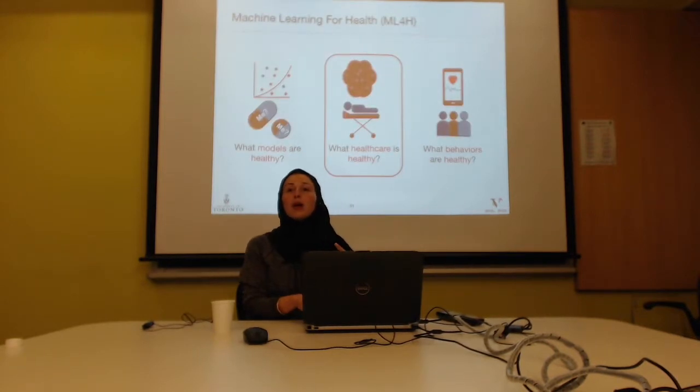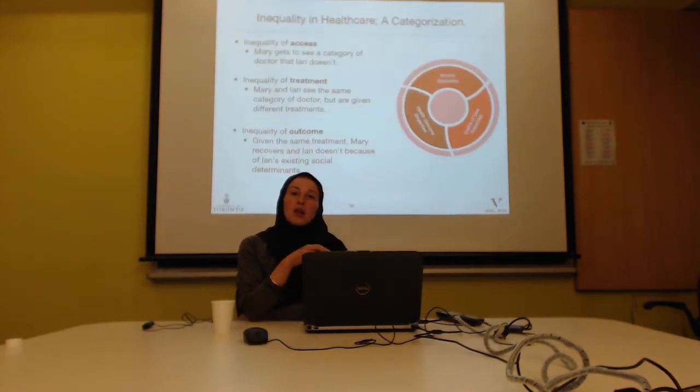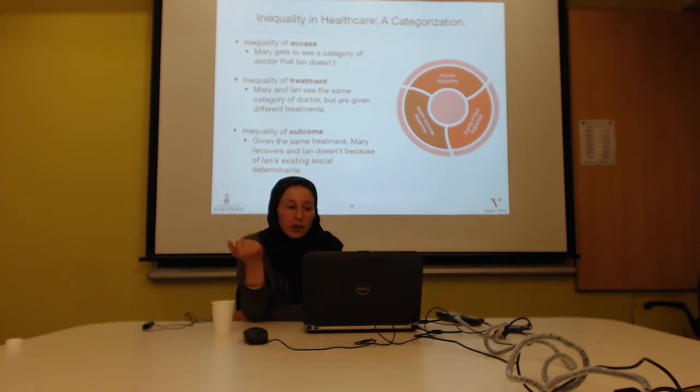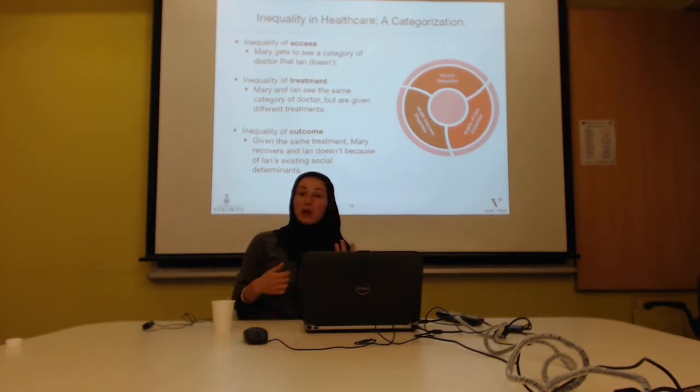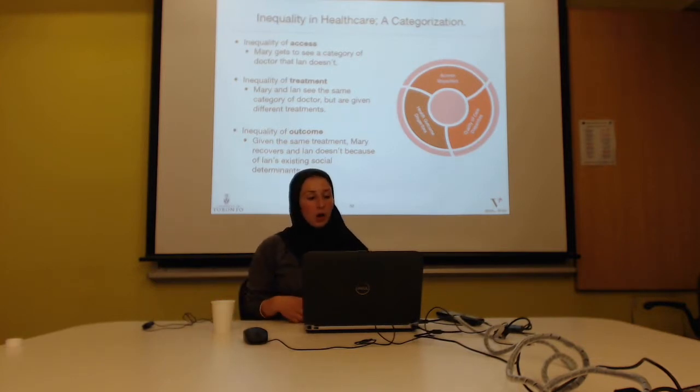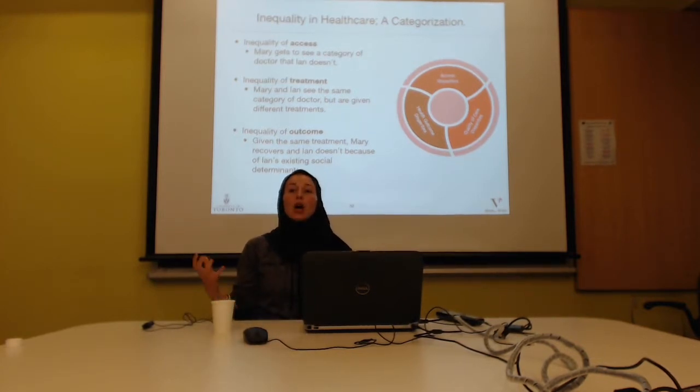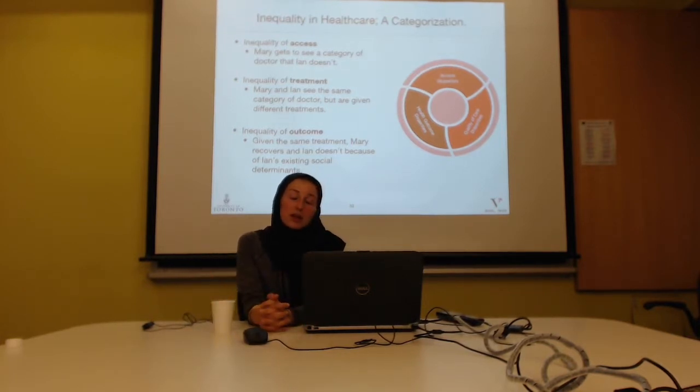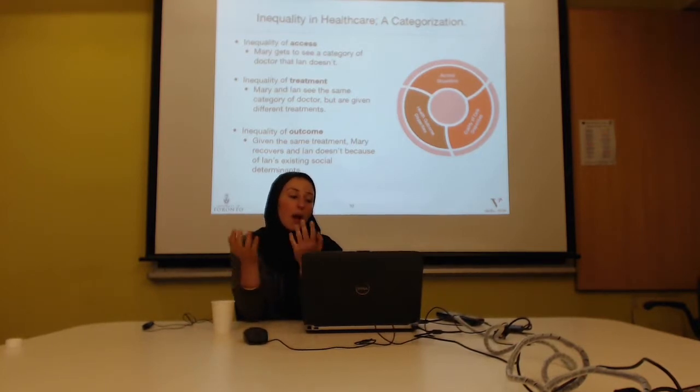So if we're talking about what kind of healthcare is healthy, the natural thing you should be thinking about is inequality. And when I say inequality or inequity, there are three kinds that I usually talk about. There's inequity of access. So this is maybe Mary and Ian, two people, would not get access to the same category of doctors, maybe because they have different insurance or they live in different areas. There's inequality of treatment. So let's say that Mary and Ian both have access to the same doctors, but Mary doesn't get the same kinds of treatments that Ian does, even though they have the same lab tests, even though they complain about the same things.